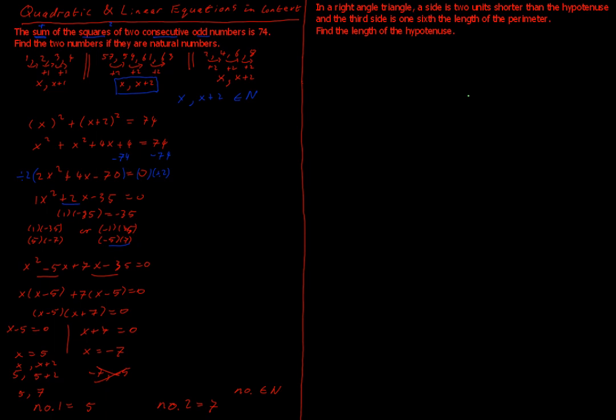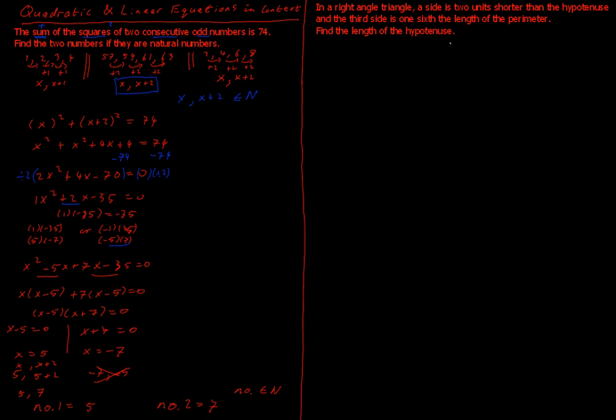So anytime we can in maths, universally, we'll draw a picture if we can. Having said that, let's get into our question. In a right angle triangle, a side is 2 units shorter than the hypotenuse, and the third side is 1/6 the length of the perimeter. Find the length of the hypotenuse.